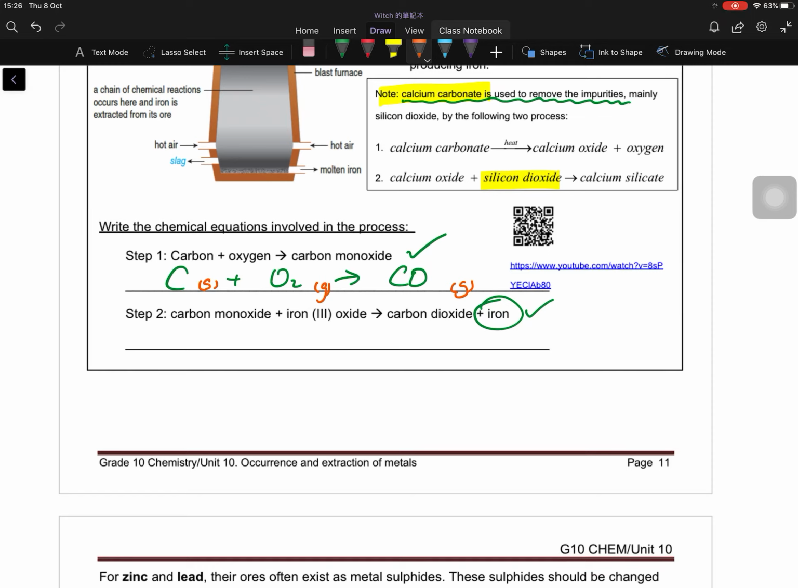Now next one, from the left hand side you can see there are 2 oxygens, right? So on the right hand side we also have 2 oxygen to balance the number of oxygen. This is the first point.